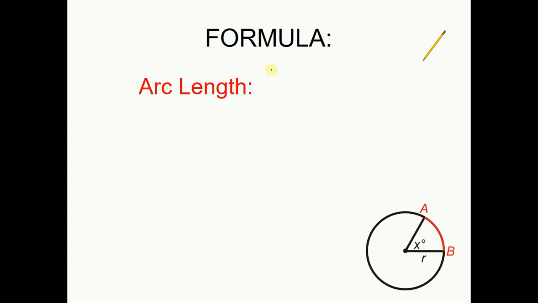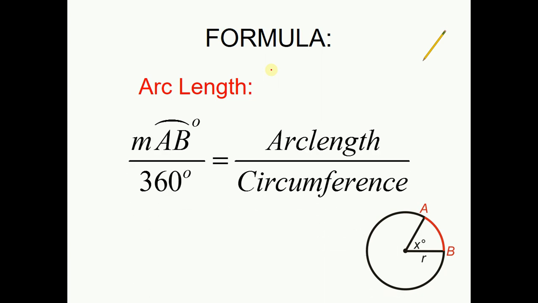Now, the formula for arc length is the measure of AB, the angle of that, so this is the angle part of it, over 360, so how many degrees is this arc of our circle, over the length of it, over the circumference. And all you need to think of this is part over a whole. How many degrees over the whole circle? 360. What piece of my circumference over the entire circumference? That's all honestly it is.